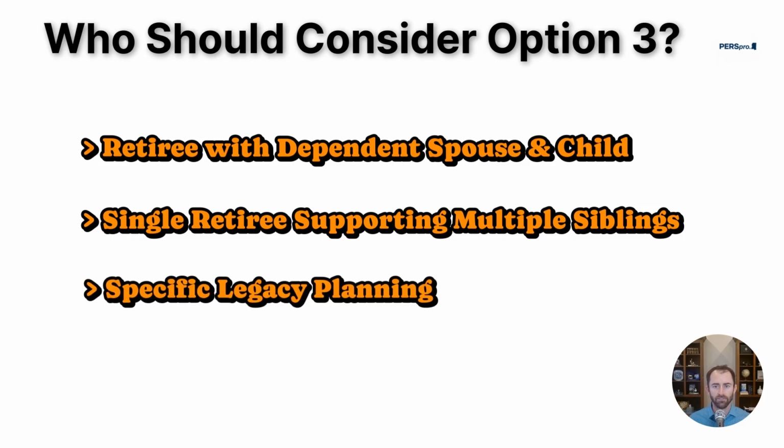Specific legacy planning. If you are a widow and your retirement is financially secure without much need for PERS monthly benefits, you can set up a lifetime annuity for 2 children, but be aware of potential IRC limits.